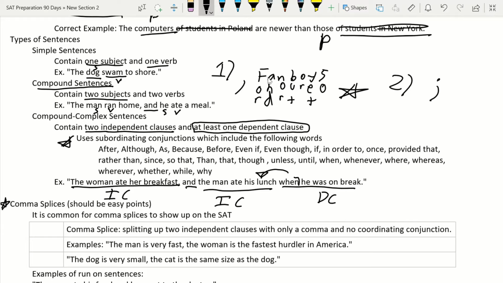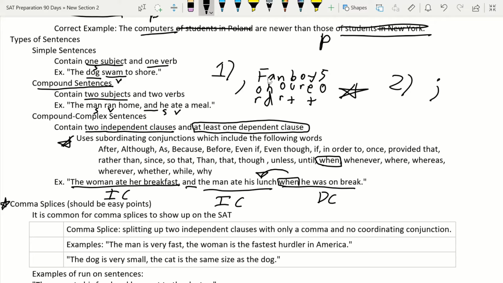And the other way you can identify this is this "when." So this "when," that is a subordinating conjunction. So subordinating conjunctions include the following words, and they tend to start dependent clauses, right? So if you see one of these words, it is likely that it is starting a dependent clause.